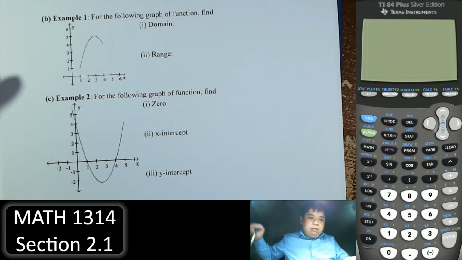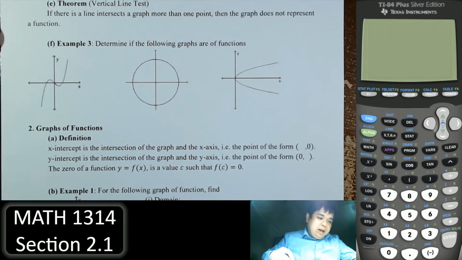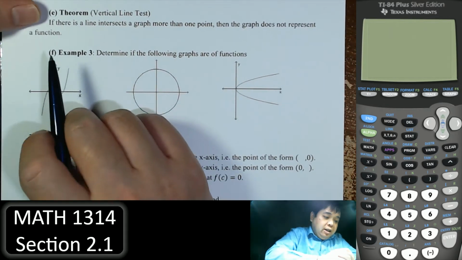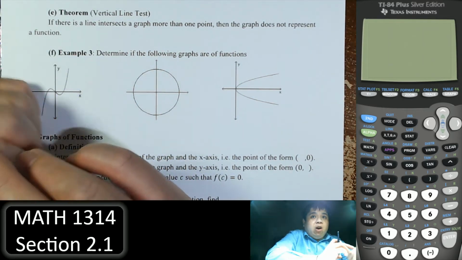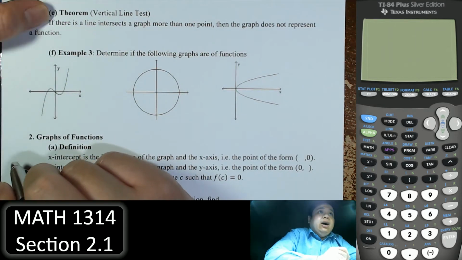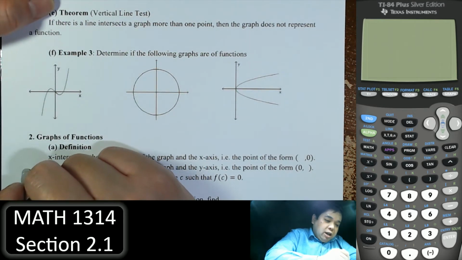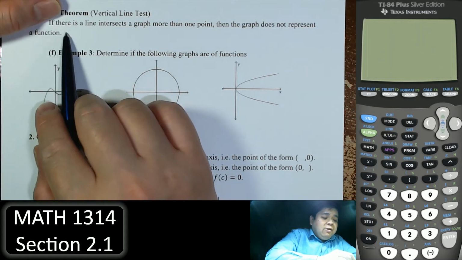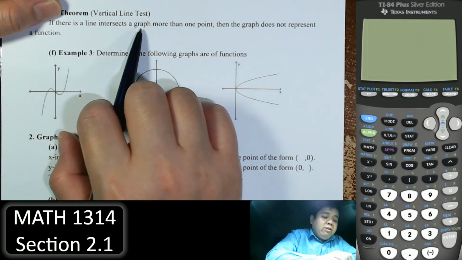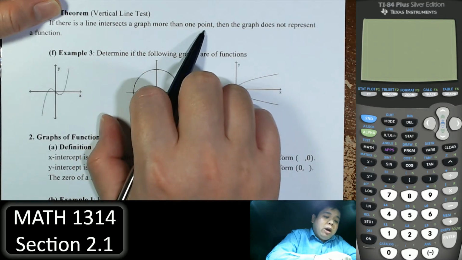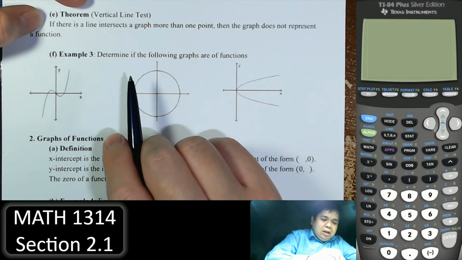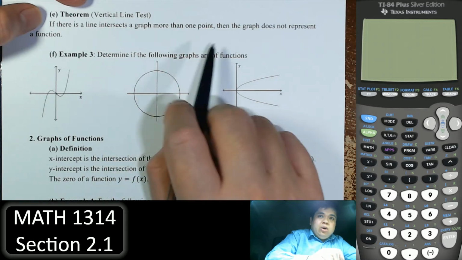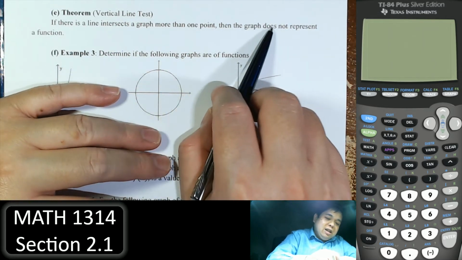So simple enough. Next, if we have a graph and we want to know if it is a graph of a function or not, we can use the vertical line test. The theorem says if there is a line that intersects a graph at more than one point, then the graph does not represent a function. So it is defined in the negative term, meaning that it does not represent a function.